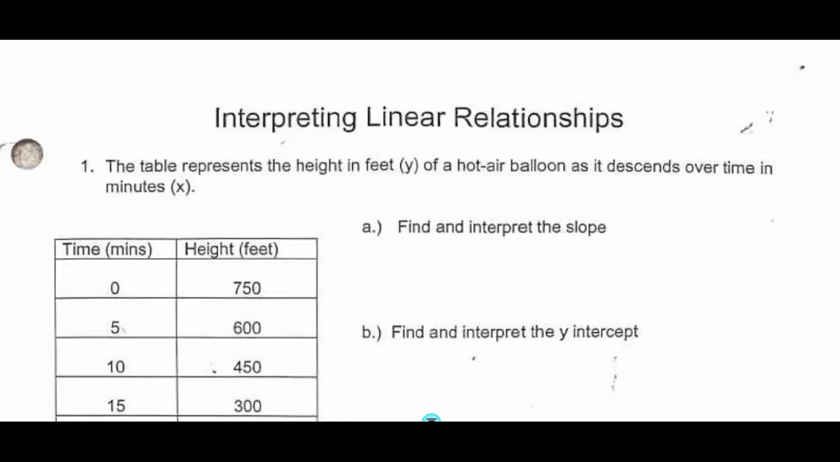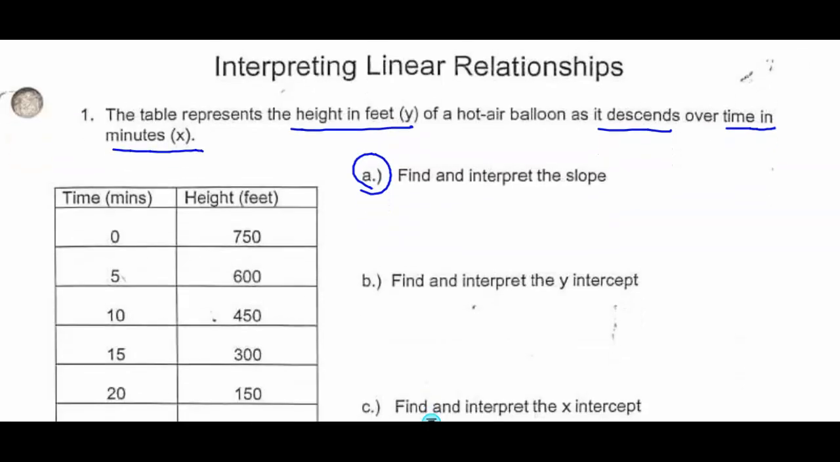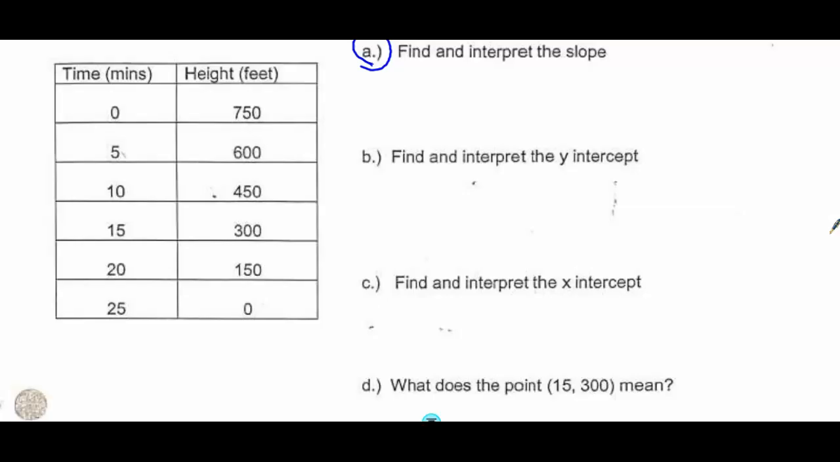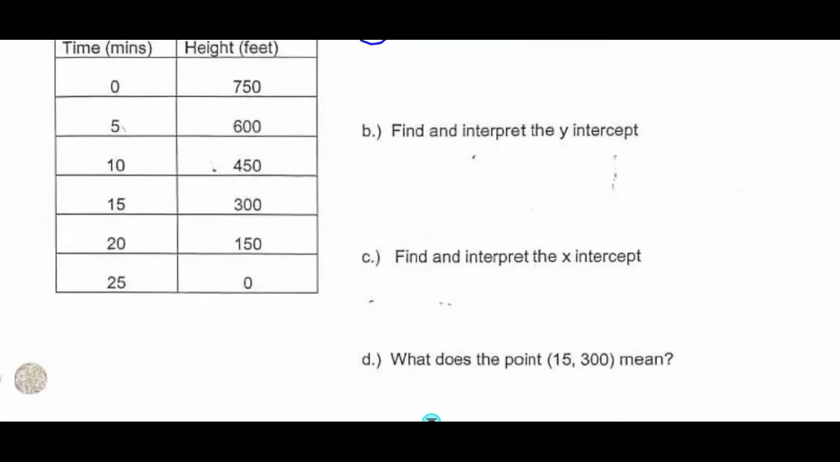The first example is about a hot air balloon, and I give you a table. And it says it represents the height in feet y of the hot air balloon as it descends over time in minutes x. Letter A says find and interpret the slope. Well, when you're given a table, the way to find the slope is to pick 2 ordered pairs.